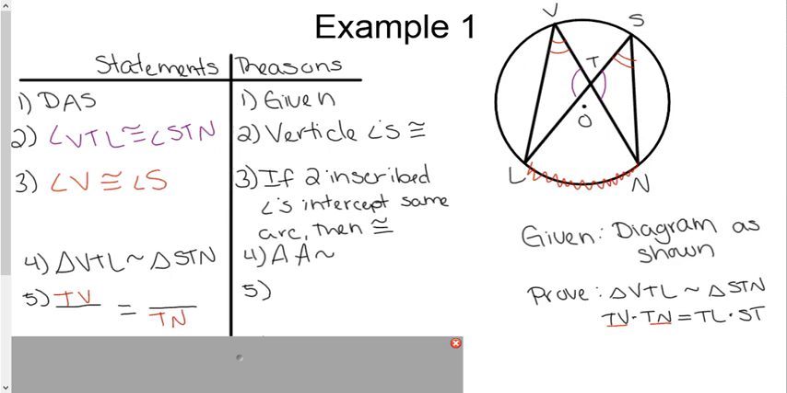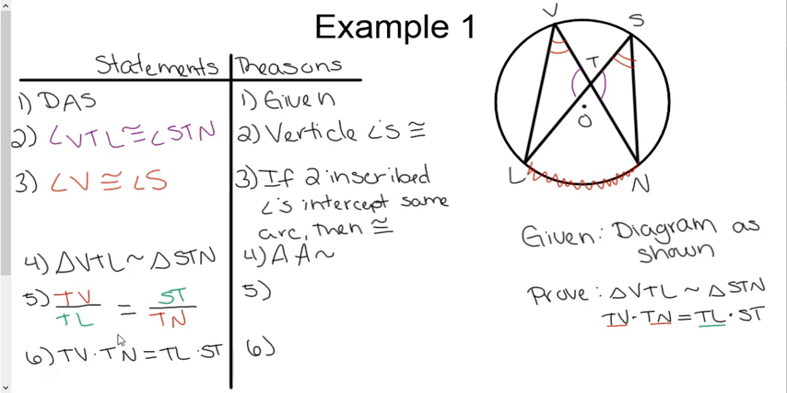Now I want to put these other two somewhere in here so they get cross multiplied. It really doesn't matter how you put them. I can put TL on the bottom here and ST on top here. I could have just as easily flipped them around. But if I cross multiply, which I did down here, TV times TN, that's that side, and TL times ST, that's that side. So that's how I know that that was correctly set up.